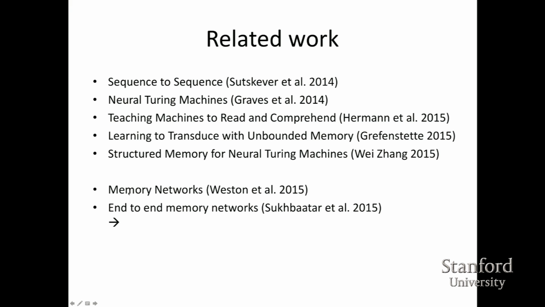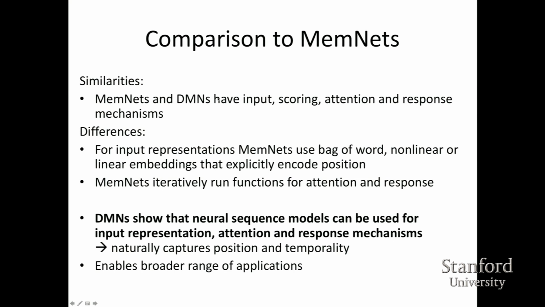The one that's most relevant, and was actually developed in parallel to this dynamic memory network, is the memory network from Jason Weston and the extension to them in end-to-end memory networks. So it makes sense to look a little bit at the differences between these. Basically, both of these kinds of models have mechanisms to compute some representations for input, then scoring, attention, and responses. The main difference is that for the memory networks, the input representations are a bag of words and then have some nonlinear or linear embeddings that explicitly encode the position of each word. And then the memory networks iteratively run a variety of different kinds of functions, both for attention and responses. So essentially, each of these 4 components is a very different kind of network. And it's not just a sequence model.